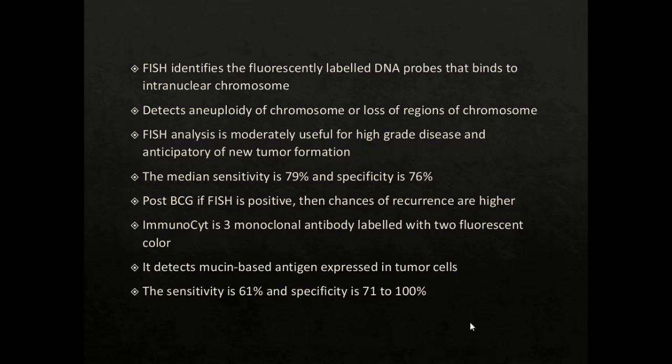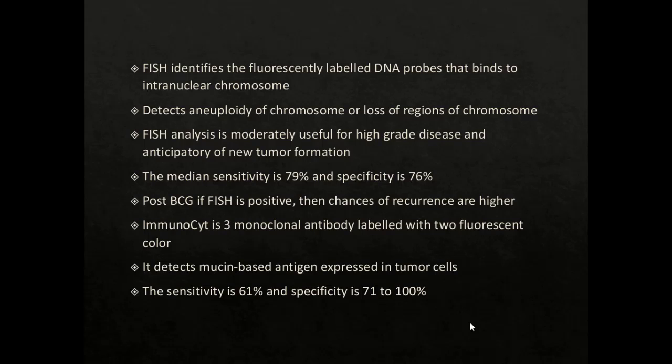Talking about FISH, FISH uses fluorescently labeled DNA probes that bind to intranuclear chromosomes, and it detects aneuploidy of chromosomes or loss of regions of the chromosomes. FISH analysis is moderately useful for high-grade disease and anticipatory of new tumor formation. The median sensitivity is 79% and specificity is 76%. And if you add cystoscopy, you can reach sensitivity and specificity of about 94 to 95%. Post BCG, if FISH is positive, then chances of recurrence are higher.